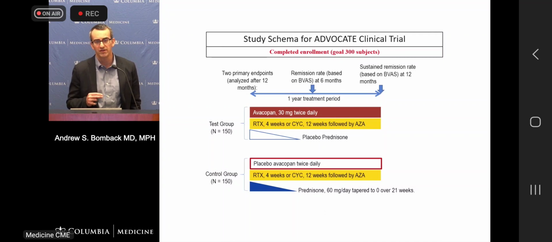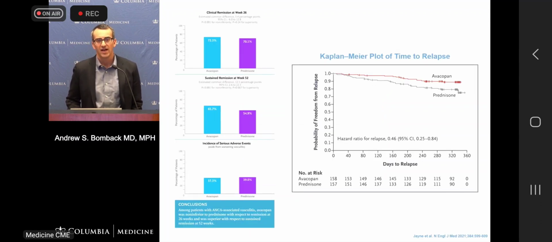But then the groups were either randomized to avacopan, 30 milligrams twice daily, or prednisone with placebo avacopan given. So we're really comparing here avacopan on top of induction immunosuppression versus prednisone on top of induction immunosuppression. And here are the outcomes. So at 26 weeks, there is essentially no significant difference between avacopan and prednisone, and this was powered to be a non-inferior trial because, as you'll see, avacopan is expected to have fewer side effects given that it's a targeted drug at the level of the C5a receptor, and of course, we're well aware of all the side effects of prednisone.